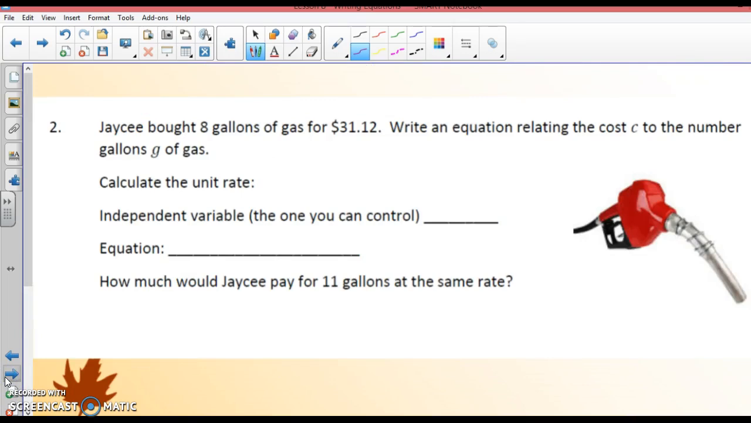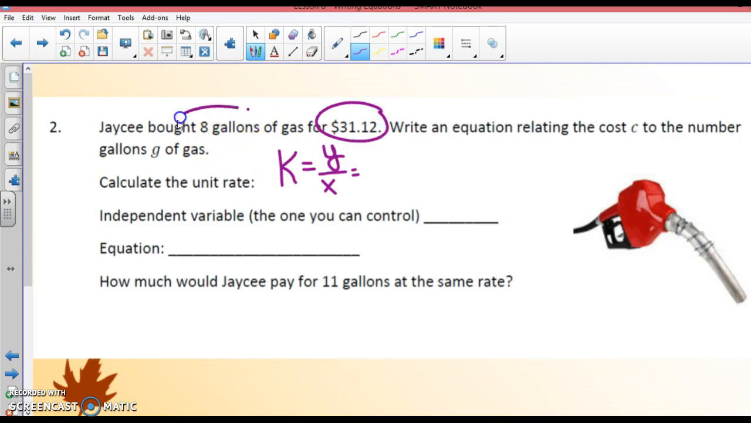gallons of gas for 31.12. Write an equation relating the cost C to the number of gallons of gas. So, calculate our unit rate. Let's go to what we know. We know that our unit rate is K equals Y over X. That is in general. What are the two things we're relating?